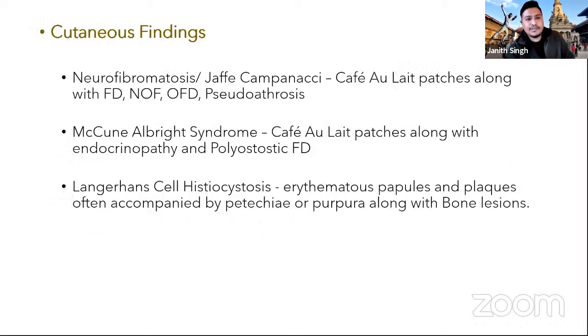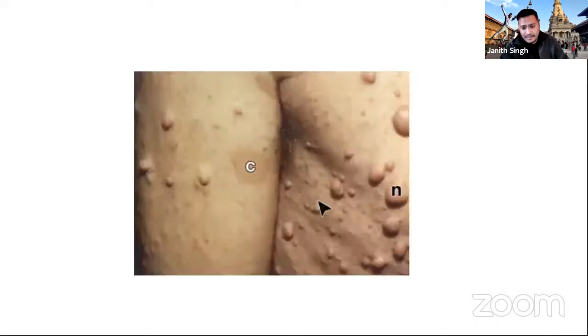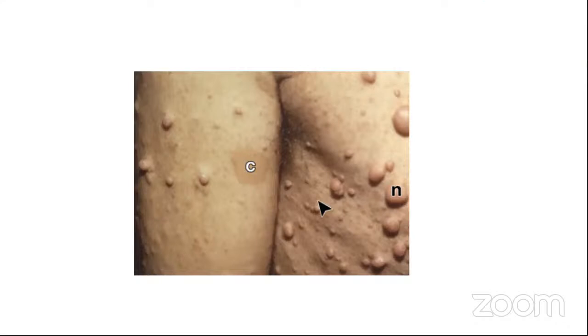Now, cutaneous findings are very important too. Like I showed in the first case, it's very important to know there are syndromes in which you can have cutaneous markers, especially cafe au lait. So if you see cafe au lait patches, it could mean anything from neurofibromatosis, Jaffe-Campanacci syndrome, or McCune-Albright syndrome. In case of Langerhans cell histiocytosis, almost half the cases have skin lesions. So just go through the pictures.